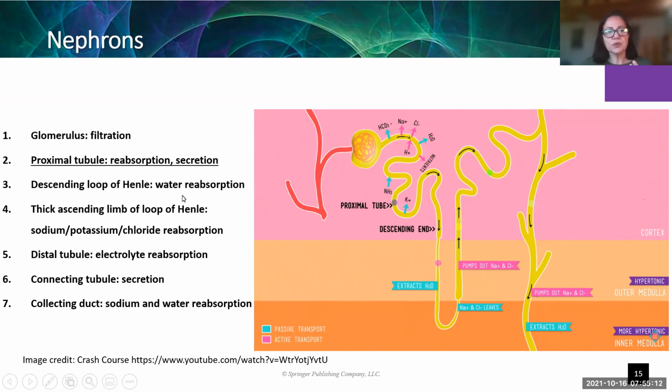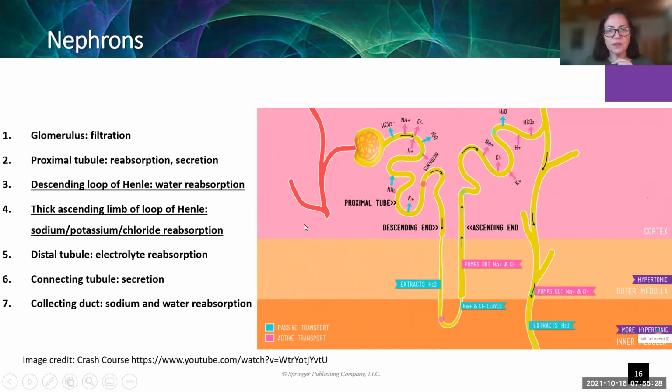Then we get to the loop of Henle. I don't know how to describe it other than it's a straight and then a hairpin, straight down, hairpin, and then it comes back up. And that is where we're going to reabsorb a lot of our water, and where we're going to reabsorb the sodium, potassium, and chloride. We'll talk more about this later.